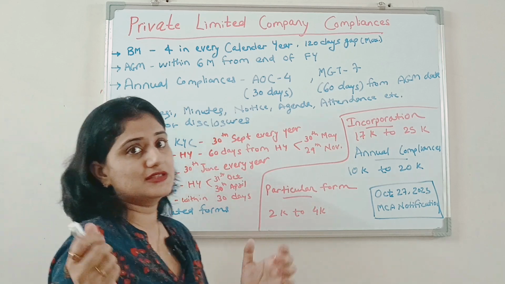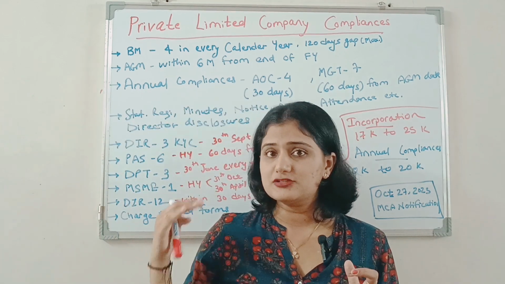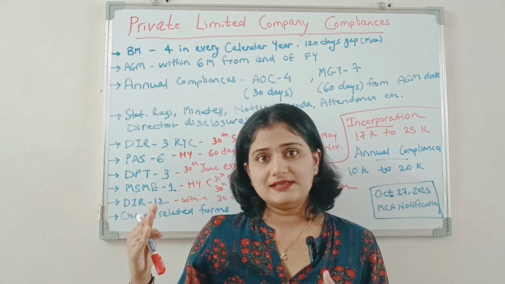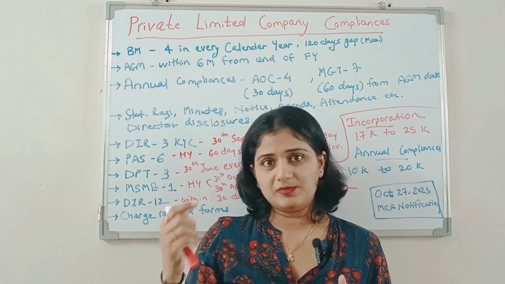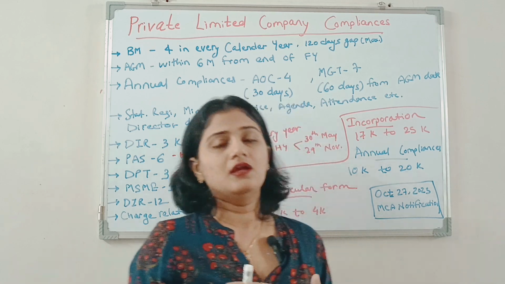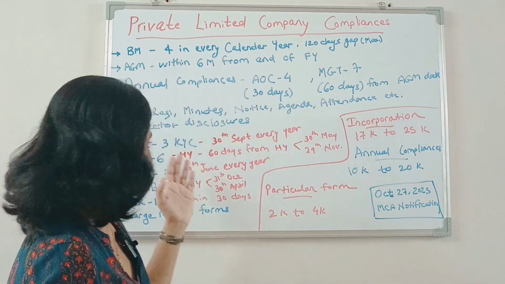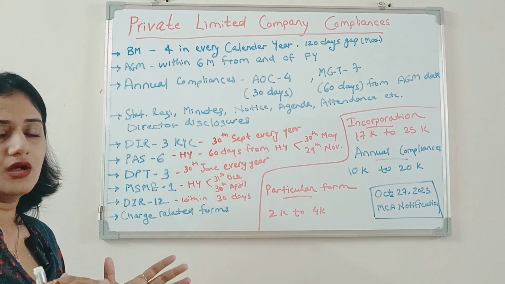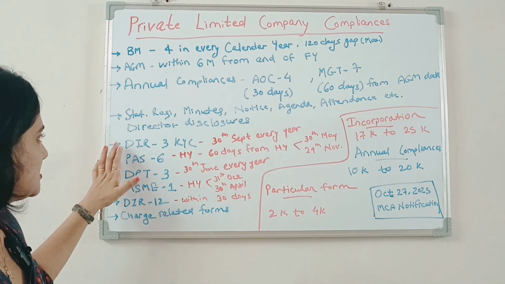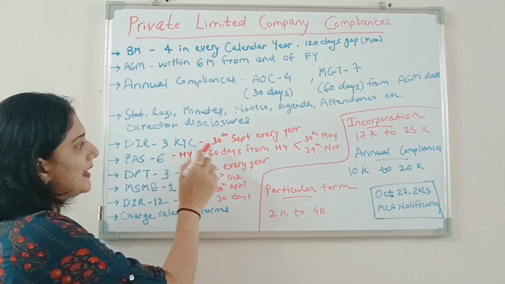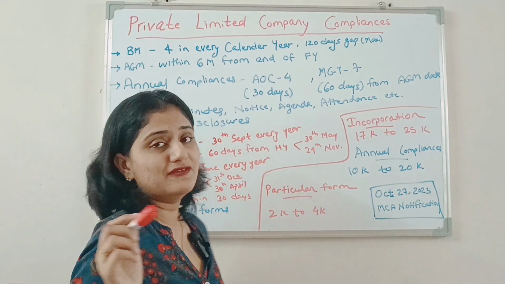If there is no change in the KYC related details of the director, he can simply file this form by entering the OTP which is received on mobile and email. Any person can do this very easily. There is no lengthy process in it. This is a very quick form, and the due date is 30th September every year.